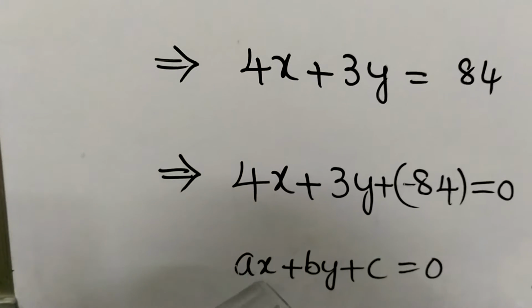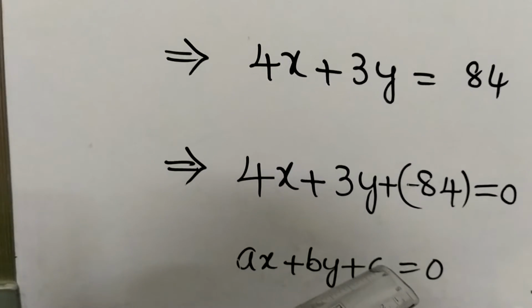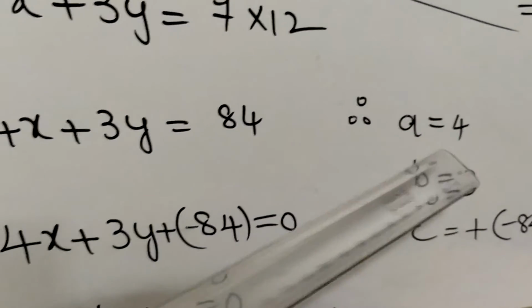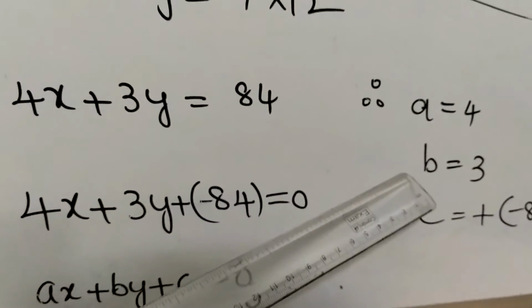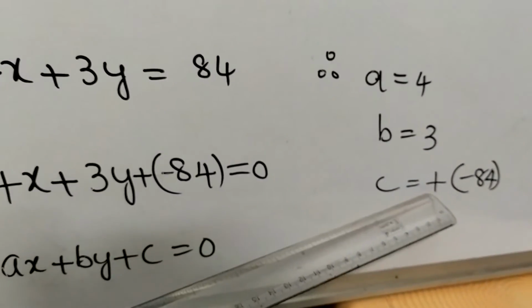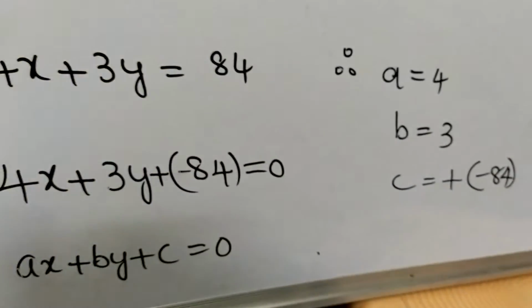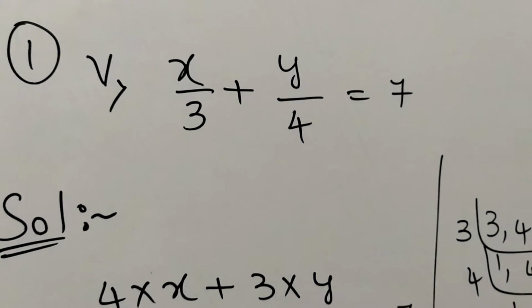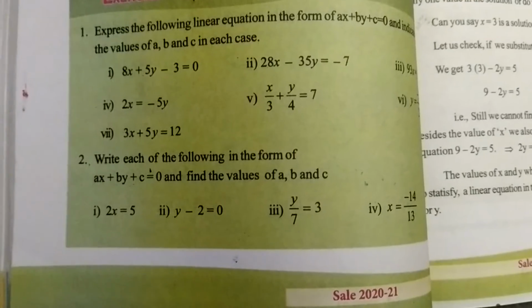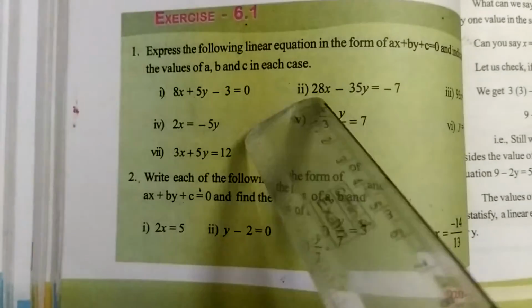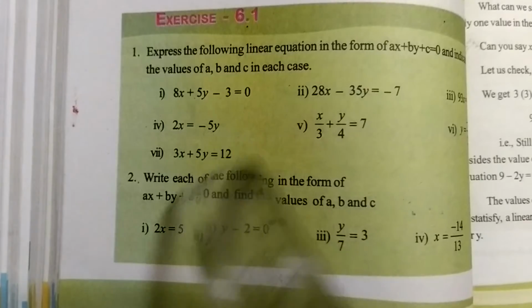Now compare it with ax plus by plus c equals to 0. What you will get? A value as 4. So write a equals to 4. B value 3. So write b is equals to 3. And c value minus 84. So write minus 84. Like this you have to do the solution, students. Next, remaining questions you have to do for first bit, students.